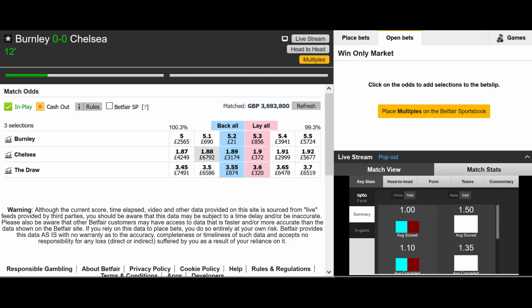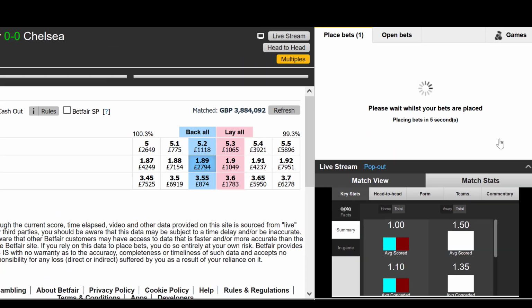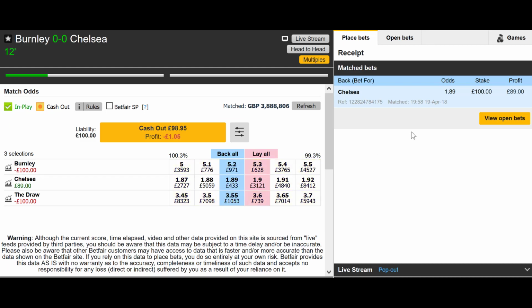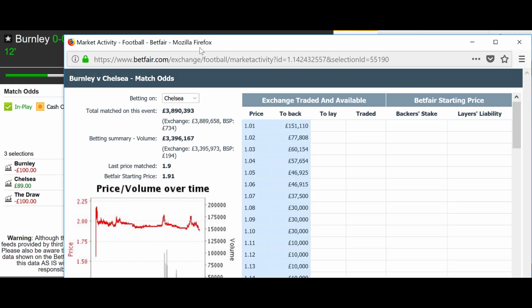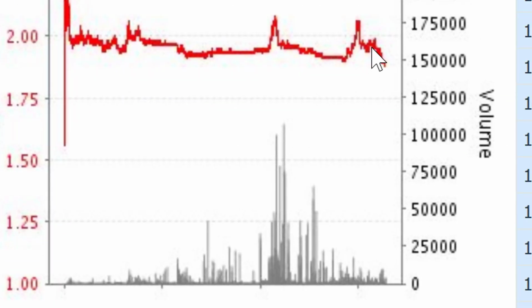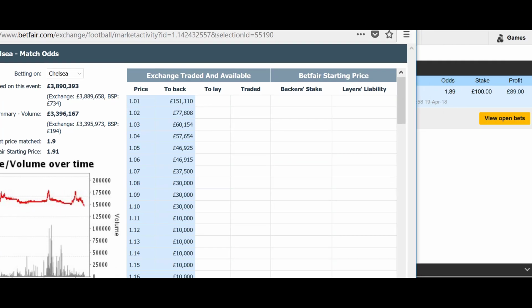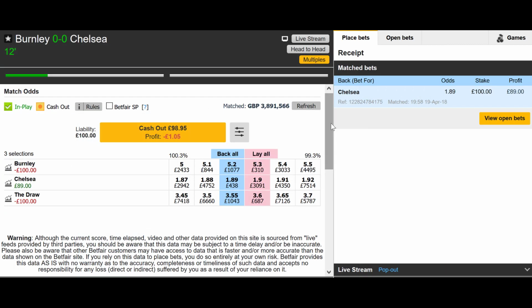So it is as simple as just backing Chelsea. Let's just back them now with a £100 stake. Let's just get that in the market. And we're going to be matched at a price of 1.89. If I can quickly just bring up the chart just to show you, you can see on the chart here as well that because Chelsea started so well, the price has started to steam as well. And the longer it steams, the less of a potential loss we'll be looking at if the goal doesn't arrive. So let's see what happens.